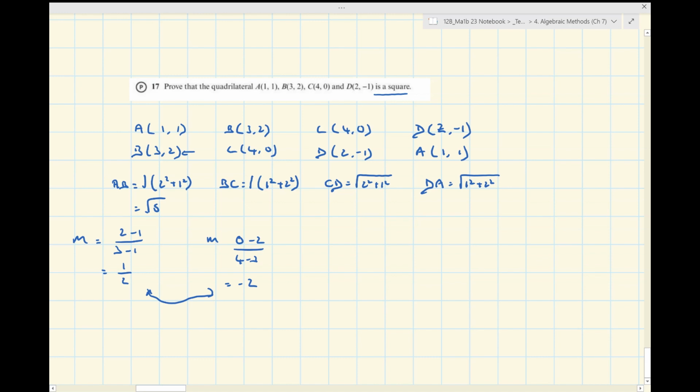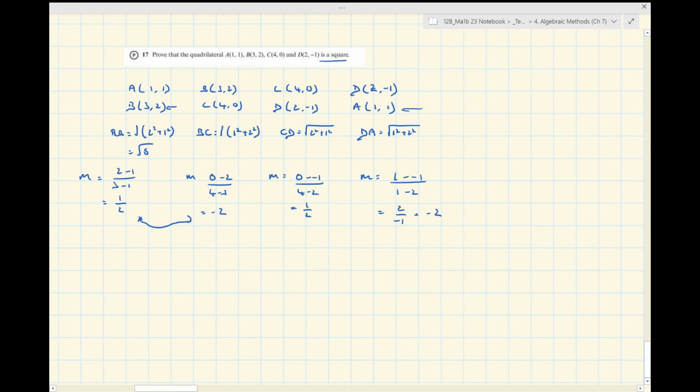So that's looking good. Let's check the gradient here. Let's do the top minus the bottom. 0 minus minus 1 over 4 minus 2 is a half. Okay, and let's do the gradient here. Let's do the bottom minus the top. 1 minus minus 1 and 1 minus 2, which gives me 2 over minus 1, gives me minus 2.